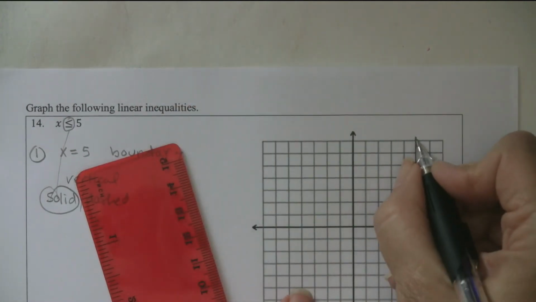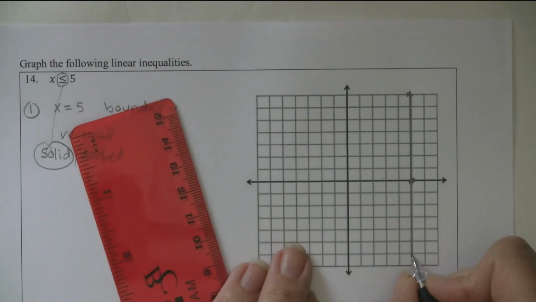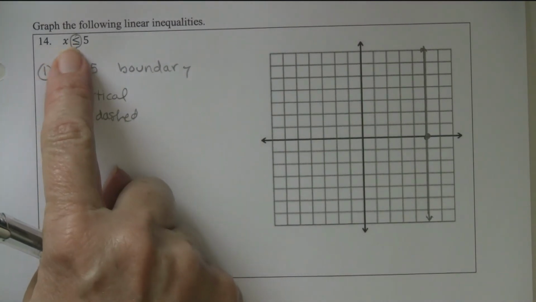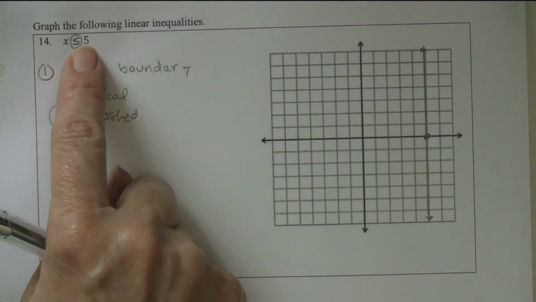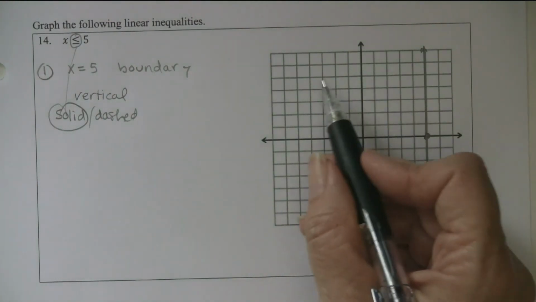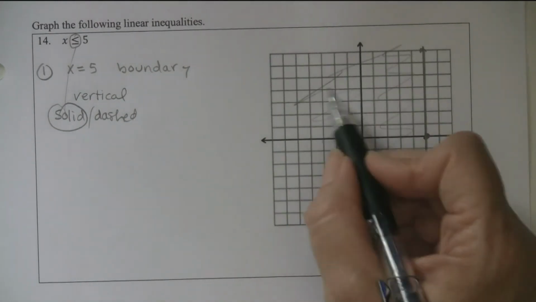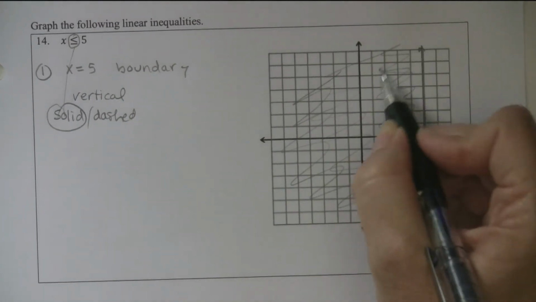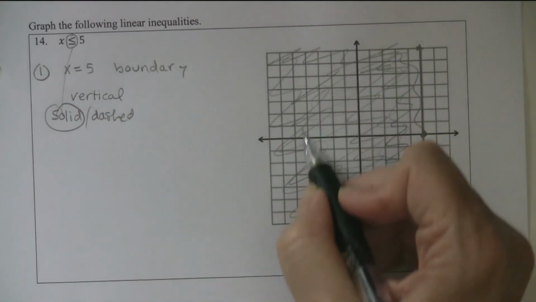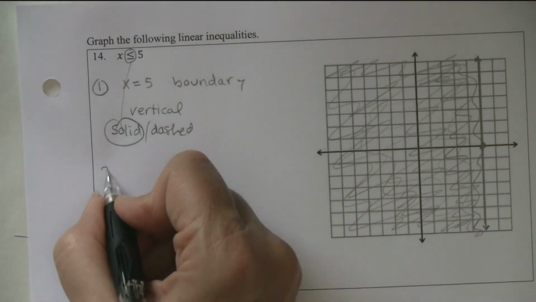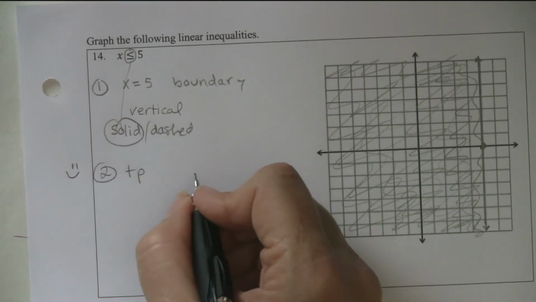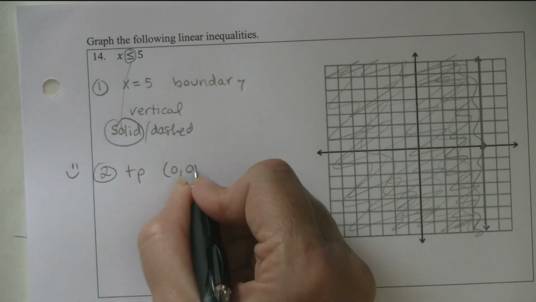Now, ones that are vertical or horizontal, usually people can just reason out where the shading would be. The shading, the solutions, are smaller than or equal to 5. Well, for the x's, smaller than 5 is this direction. So this is where all my solutions would be. And there's other people that are like, no, I do a test point every time. And so I'm going to do my test point too, and I'm going to show you that you get the same answer. I'll give myself a smiley face if I did a test point on this, because I think I could reason this one out.